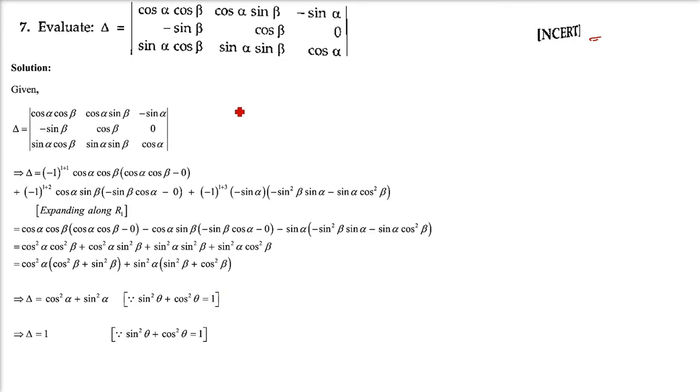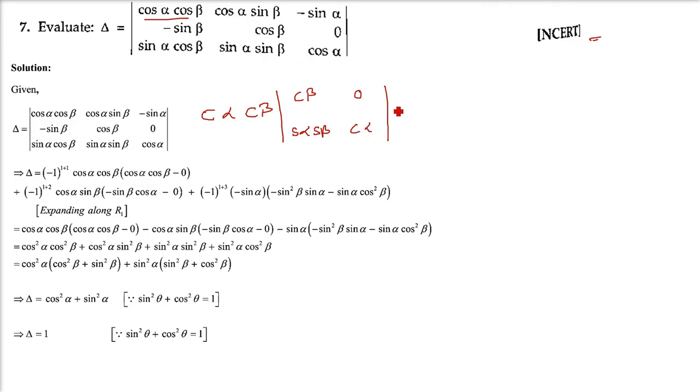We'll use the first row. Using the second row is quite easier because one of the parts will be removed, but I'm using the first row. I'm writing in short form, C alpha for cos alpha, so this will be cos beta. And we'll write something here, that is row and column, just leave it. It will be cos beta, 0, sin alpha, sin beta. This will be cos alpha.